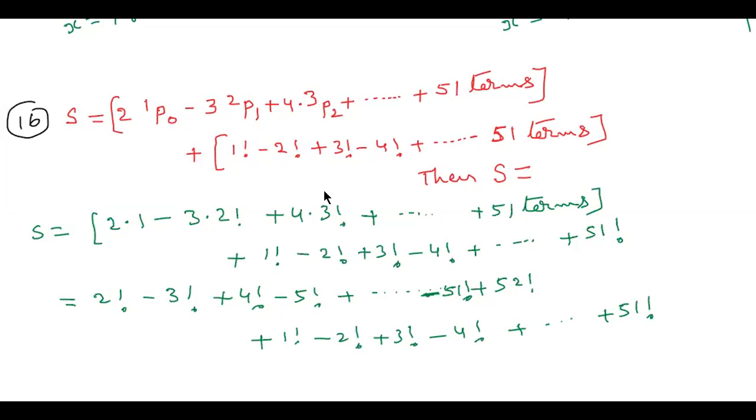Observe here, which terms are going to cancel. Now 2 factorial, 3 factorial, 4 factorial and so on up to minus 51 factorial also is going to cancel. Then what is the remaining? 1 factorial plus 52 factorial. This is the answer. By observing the options, you can identify the correct answer.